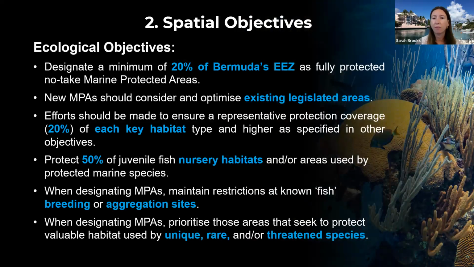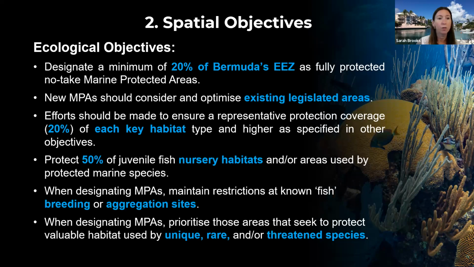We then used that information to create a set of spatial objectives or mapping objectives. And the objectives were also guided by local stakeholder input. Okay, so they went to the general public, they went to our local scientists, and they also went to focus stakeholder groups. And the stakeholders helped to finalize the drafting of these objectives, and these were what were created.